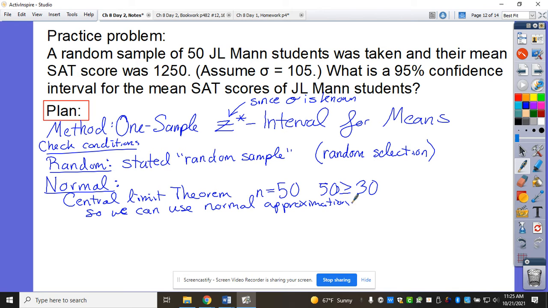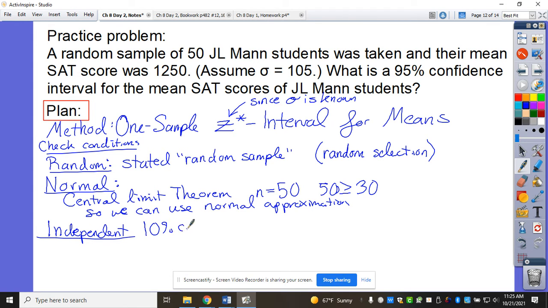And then what's my last condition? From now until quite a while, it's pretty much going to be very consistent that our conditions are going to be random, normal, independent. I always tend to write them in that order so that I stay consistent. The way you write that doesn't matter. How do I check independent?